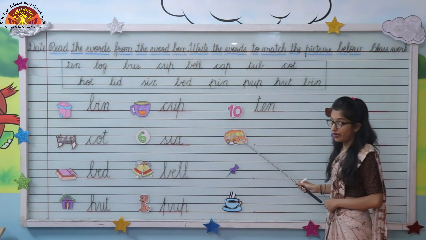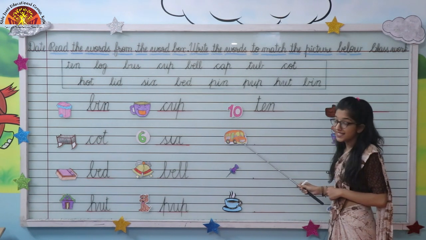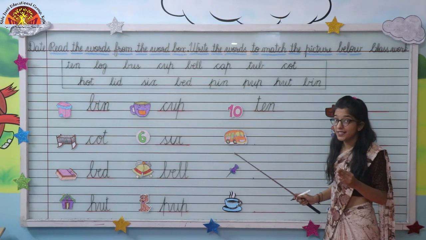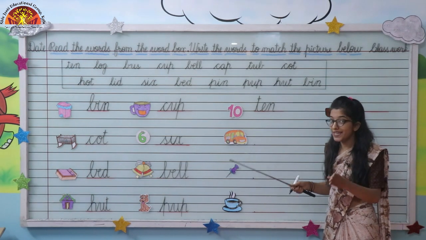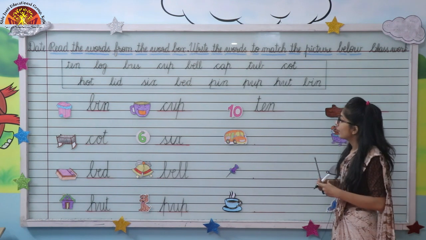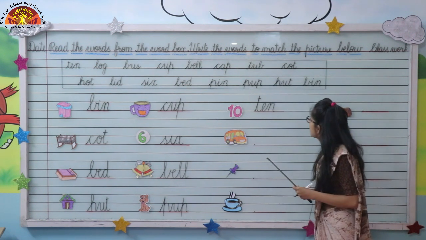Now tell me, which picture is this? This is a picture of bus. Spelling of bus is B-U-S, bus. Now let's find where is the spelling of bus written.